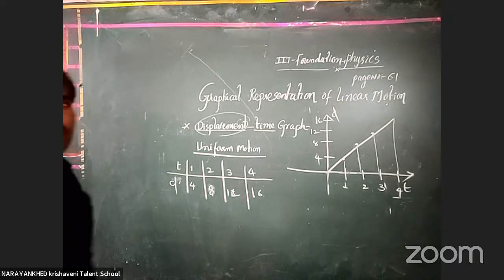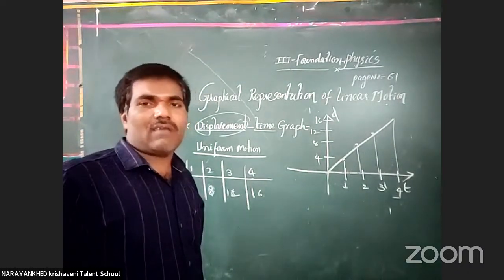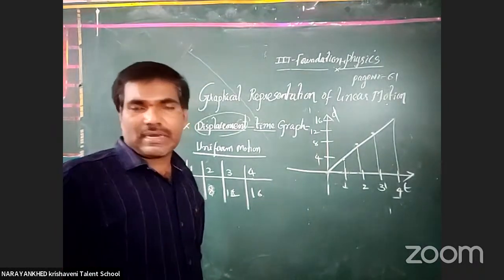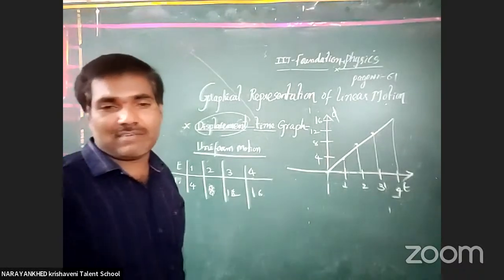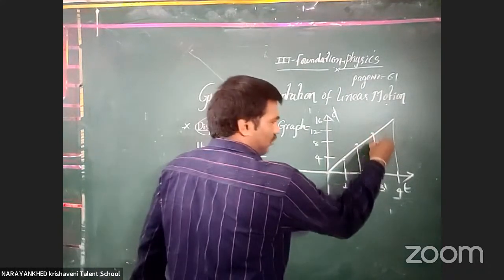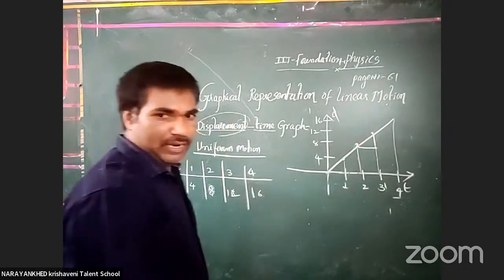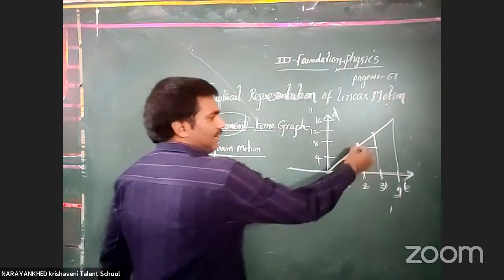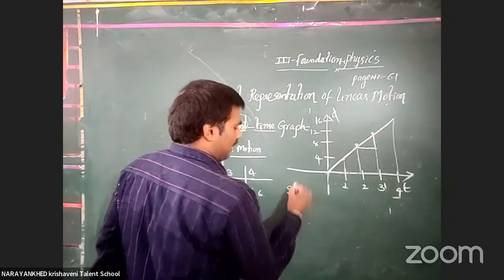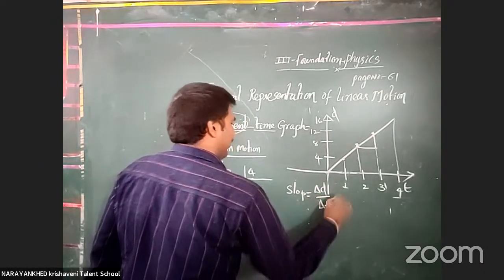Suppose you have to take the values of velocity of this particular body. It is a uniform motion only. It contains some velocity. Velocity is nothing but the rate of change of displacement. Now we want to take the slope between these two points. Clear or not? Here the slope is equal to del d by del t.